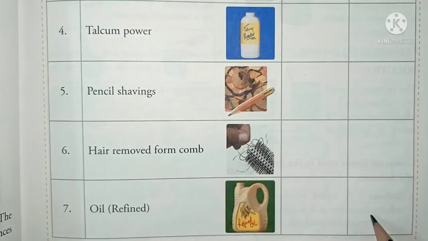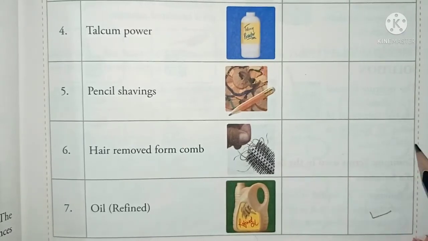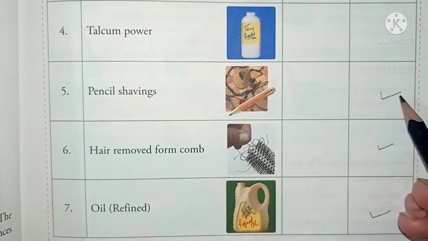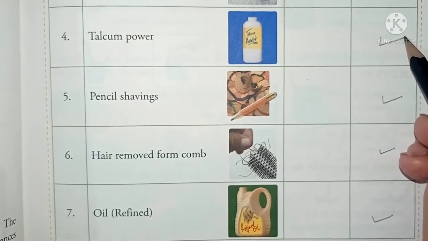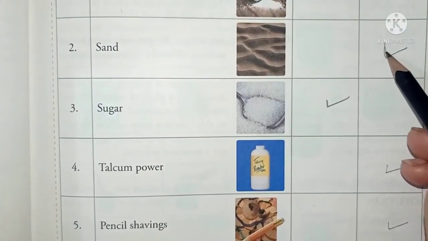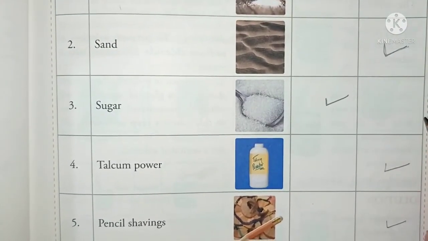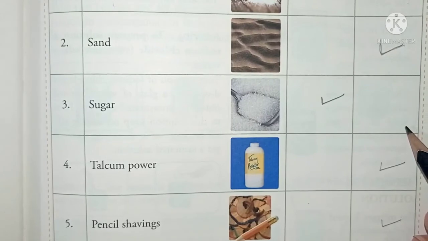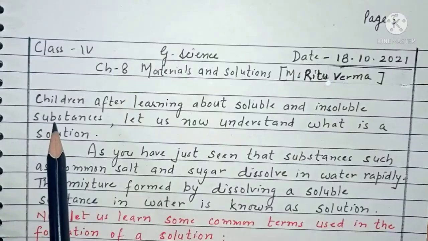So, here refined oil, the hair removed from your comb, the pencil shavings, and talcum powder, and even the sand particles, all these substances are insoluble substances as we can see them floating on the top. So, such substances are the insoluble substances.